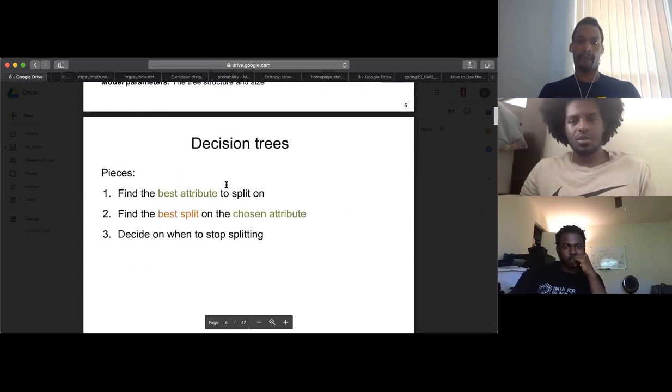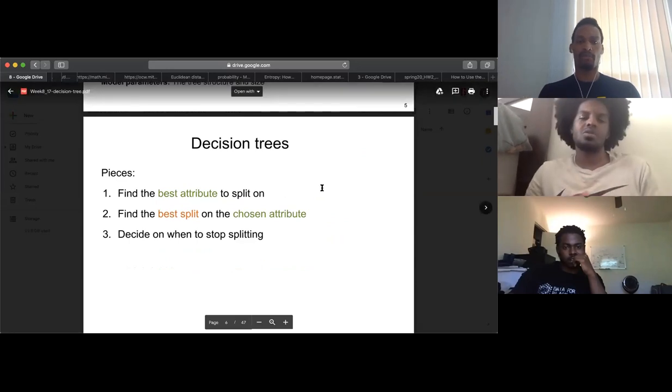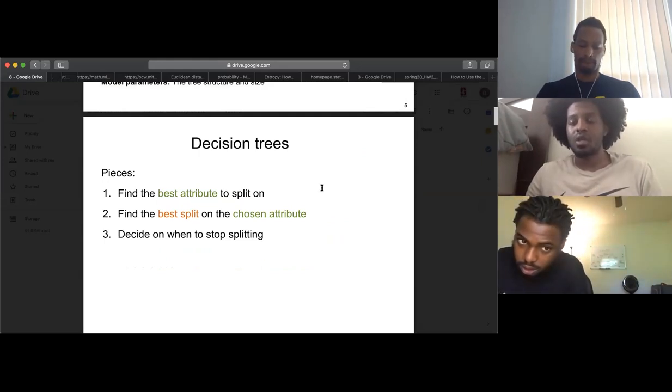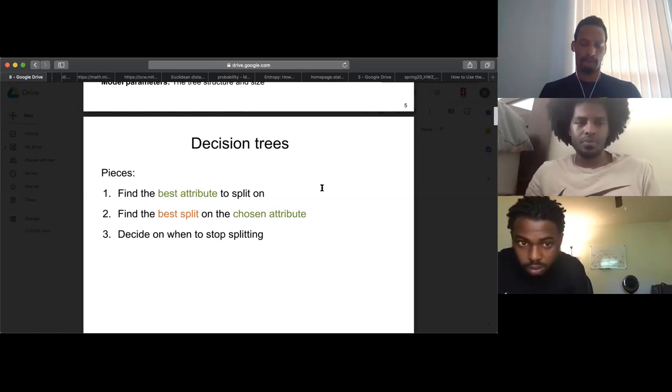So the pieces of decision trees: you want to find the best attribute to split on, then you want to find the best split on the chosen attribute, and then you have to decide when you want to stop splitting. We'll quantify what best attribute means and what best split actually means down below.